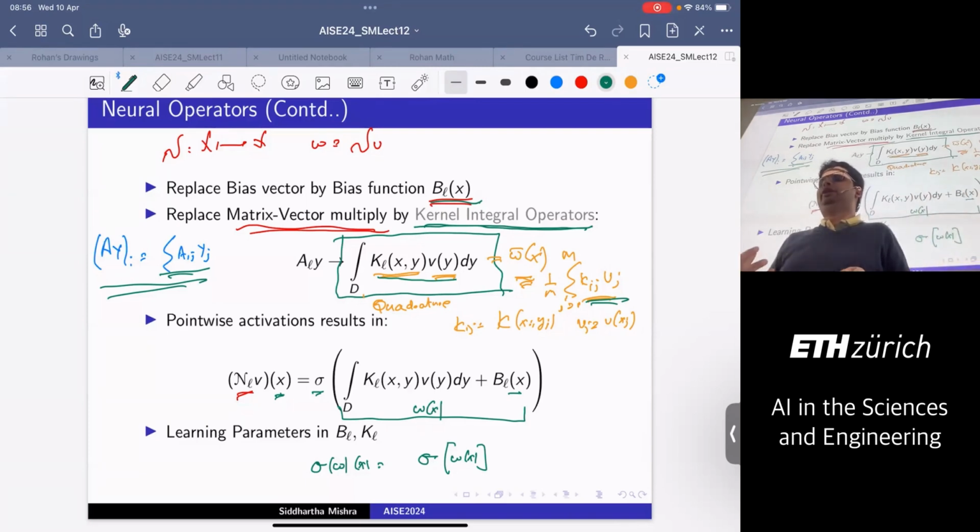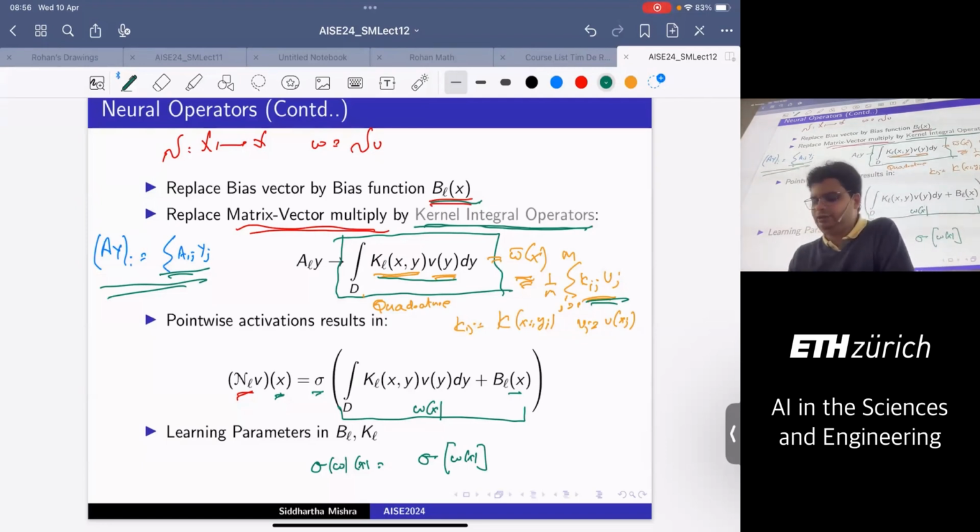So you have an infinite dimensional generalization of neural networks. All that you have done is you have replaced the bias vector by a bias function. You have replaced the matrix vector multiply by a kernel integral operator. And you have not even replaced the activation, you have just realized it pointwise. So you have an automatic recipe of how to construct these objects.